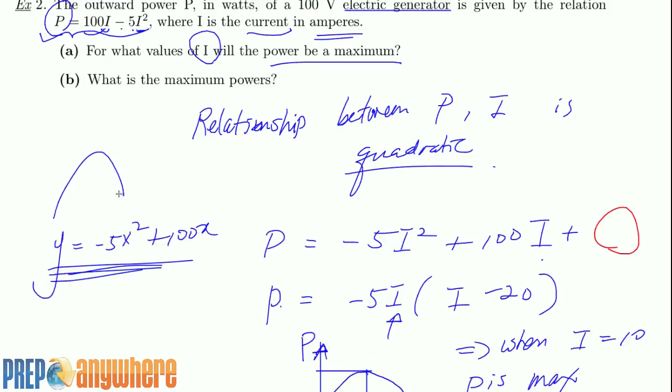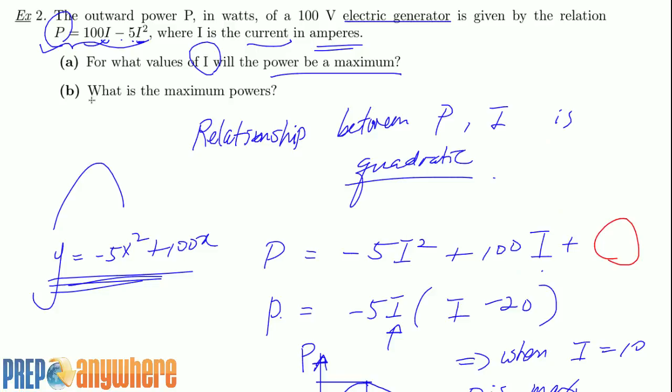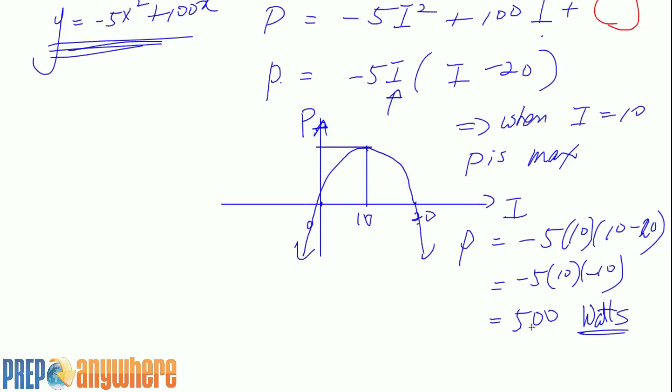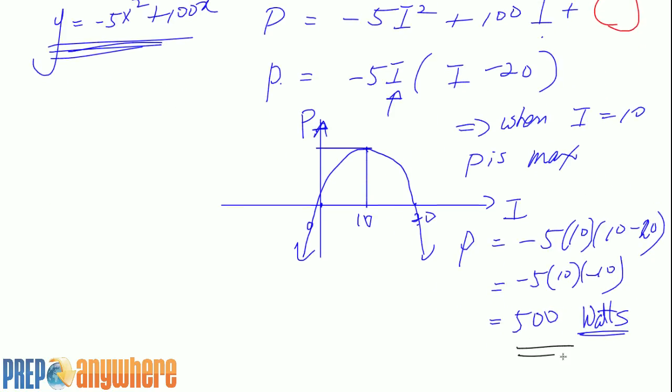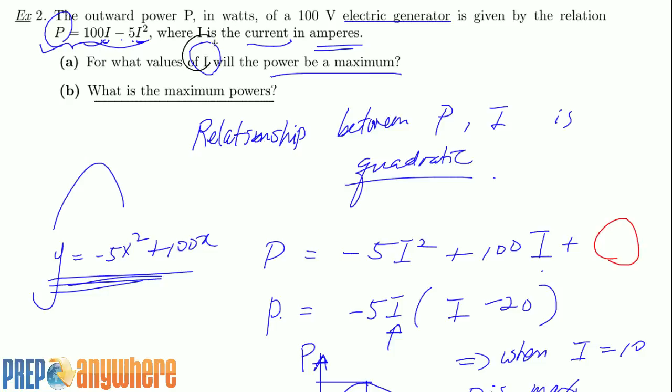Okay, I think I answered the second question at the same time. It says, what is the maximum power? I already said that, right? 500. It says, for what value of I will the maximum power occur? This was 10 amperes, right? 10 amp.